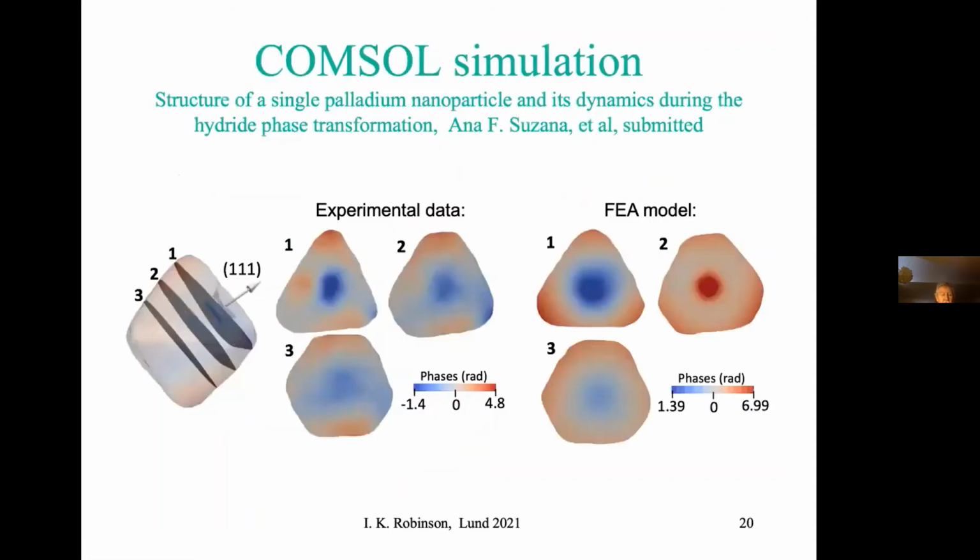So if you look at the simulation, these are now cross sections parallel to the 111 facet, which is the one where the seed is sitting. You can see the experimental phase and the model are actually agreeing quite well. We didn't try to do any fitting of any kind, but we did play with the amount of distortion so that we could get a good agreement.